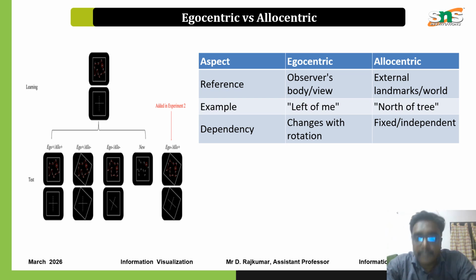Next are the differences between egocentric and allocentric. Allocentric is also known as exocentric. In egocentric, the reference point is the observer's view or the observer's body. In allocentric, it is an external landmark, or any part of the world or space associated with relative positioning. For example, egocentric is left of me, while allocentric is north of the tree. In dependency, egocentric changes with rotation, whereas allocentric or exocentric is fixed or independent.